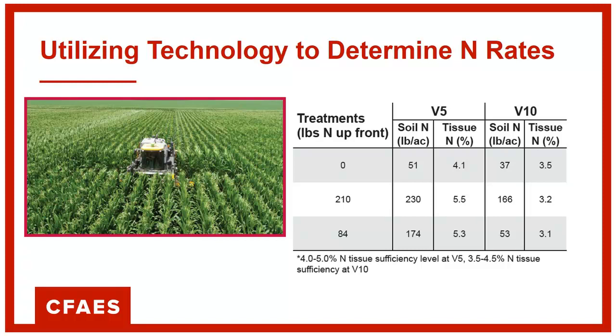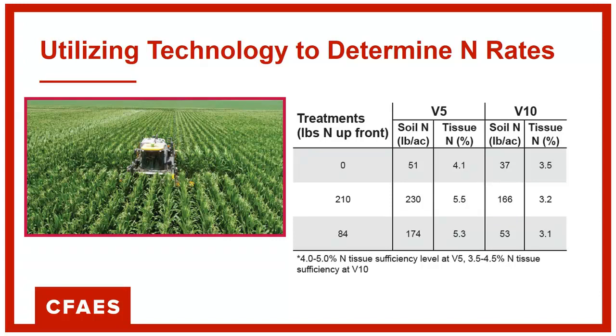We tested for both nitrate and ammonia nitrogen because we had commercial fertilizer out there. So we definitely needed to figure out how much ammonia we had in the soil and how much nitrate we had, because we were trying to figure out how much total nitrogen was available at that point. Where we didn't put any nitrogen on, 51 pounds soil available at V5, 37 available at V10. So we're seeing a little bit of nitrogen coming out of that soil.